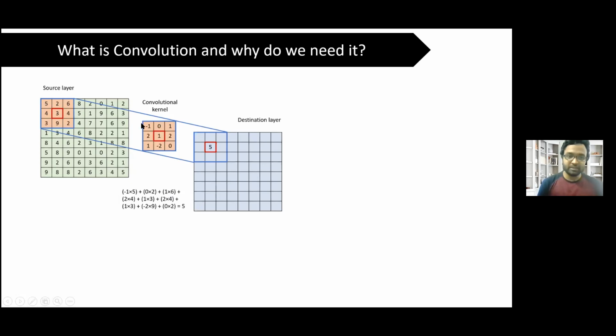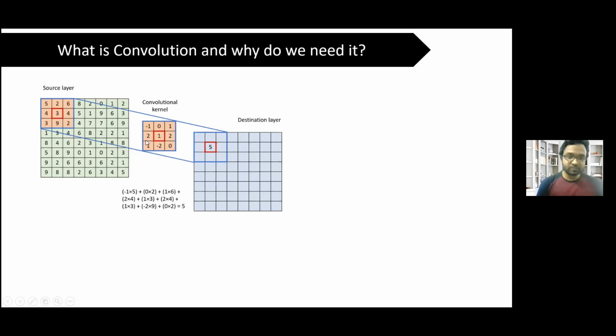So now this kernel is applied at one particular location. Now you can shift this kernel to this particular location, like 012, 963, and 769, and then you'll have another output here. In this way, you can keep shifting the convolutional kernel and populate the output in the destination layer.